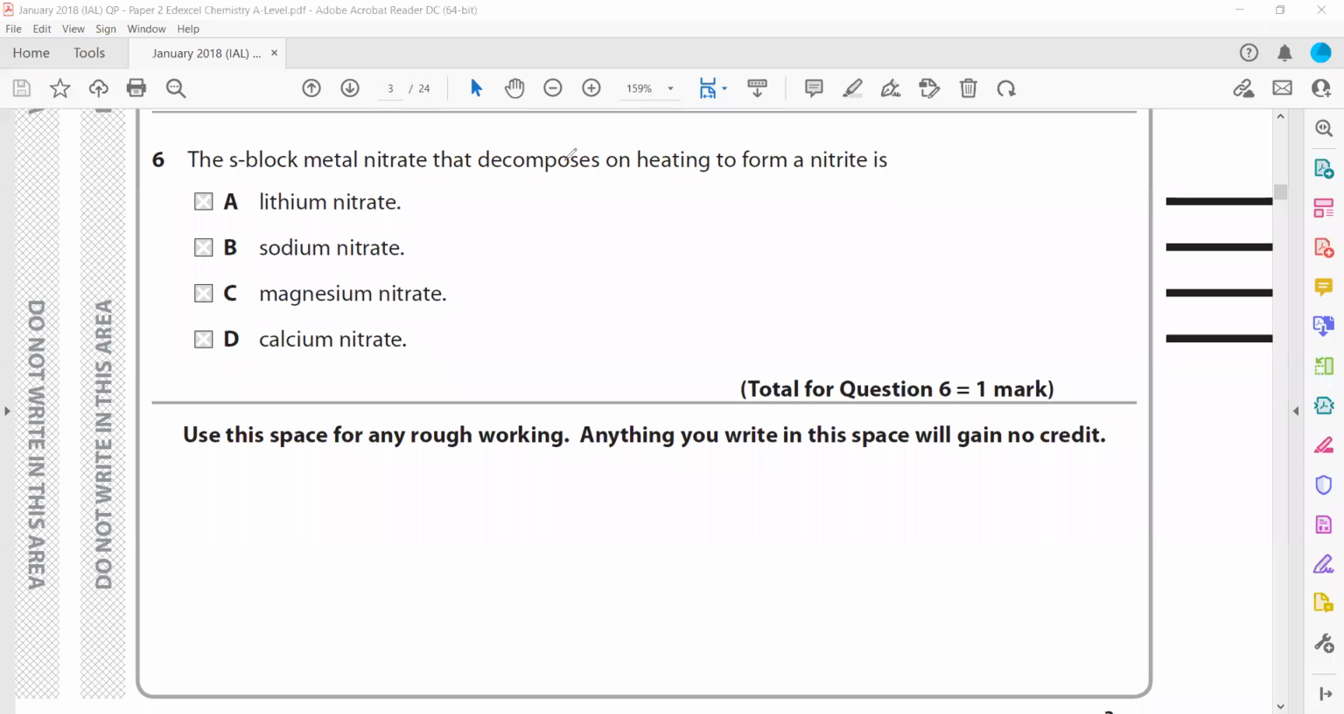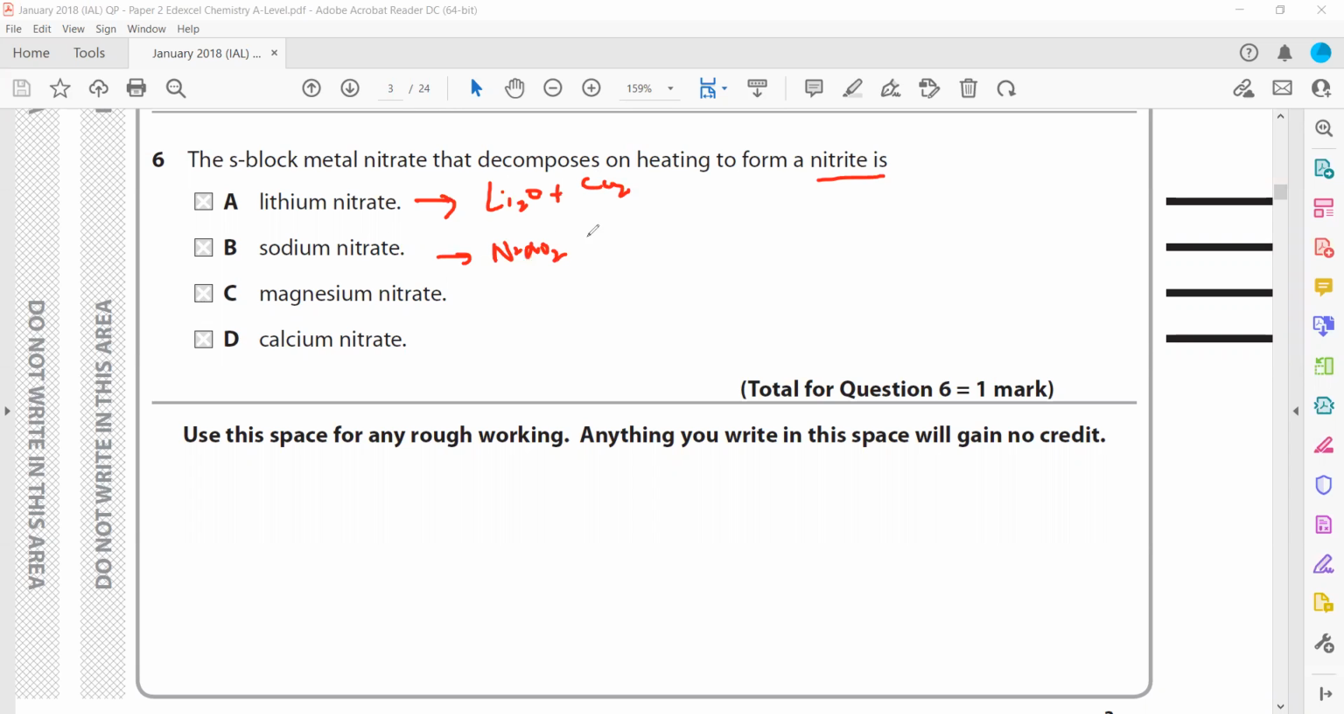Which S block metal nitrate decomposes on heating to form nitrite? S block, basically sodium and potassium nitrate, they are stable to heat. Sorry, that was carbonate. Here, lithium nitrate, because lithium is smaller in size, causes more distortion to the nitrate ion, and as a result it forms lithium oxide and nitrogen dioxide.